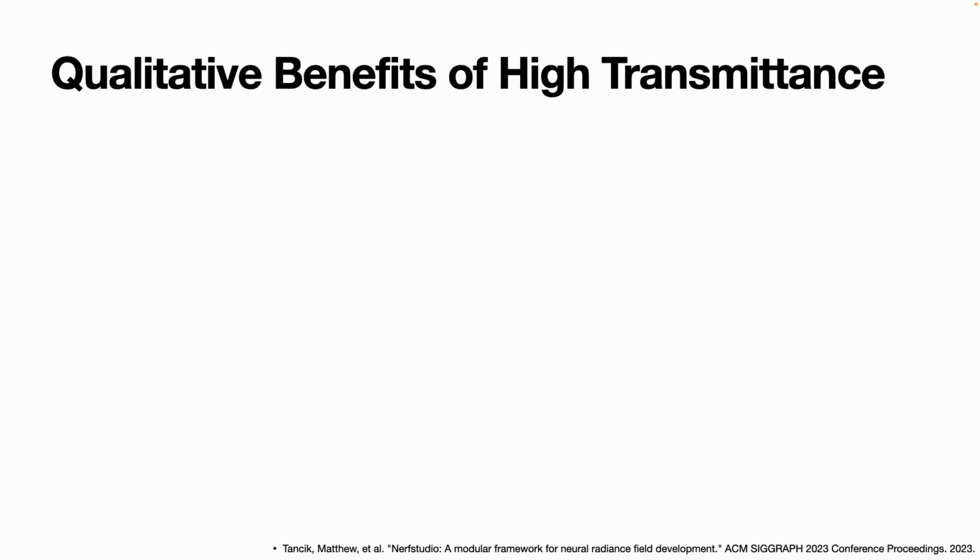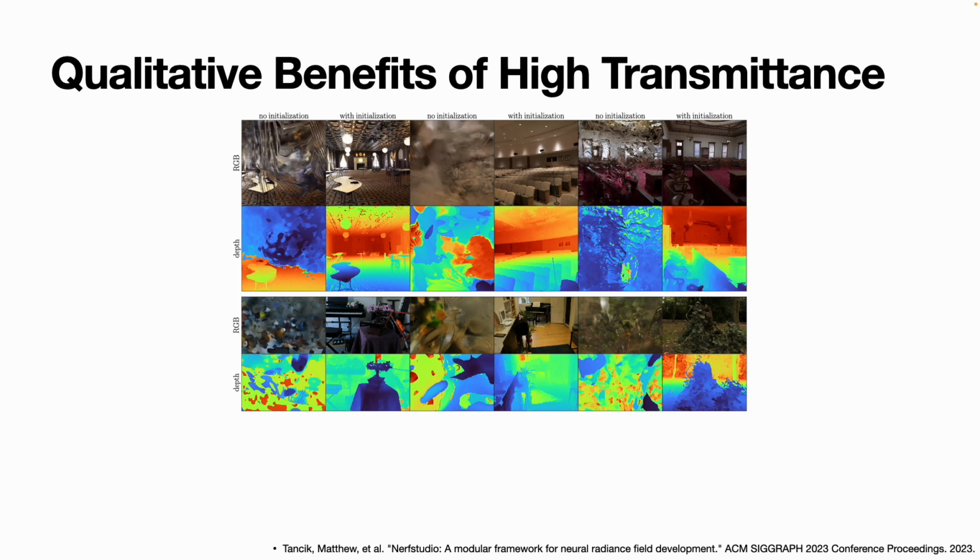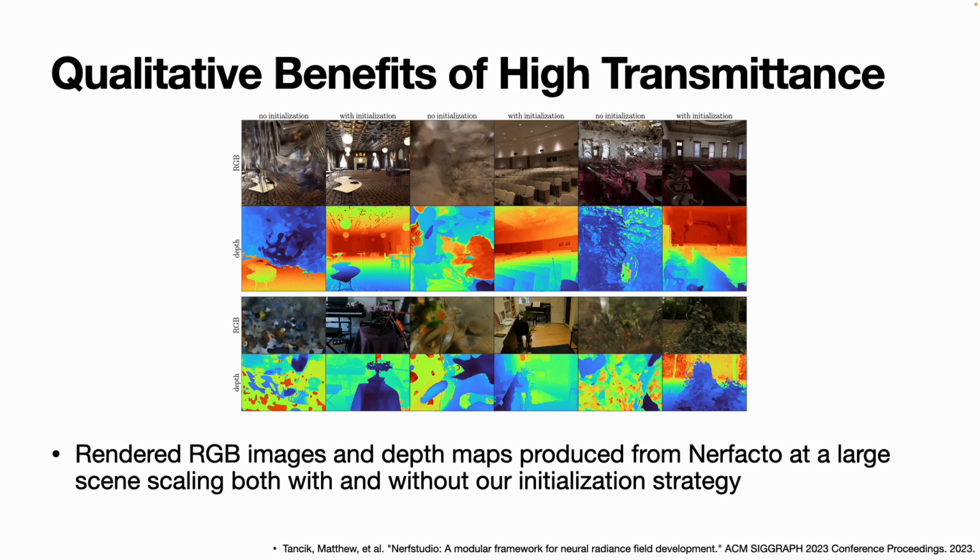Qualitatively, our method also vastly improves the renderings of the NeRFacto architecture at large scene scalings. On large indoor and outdoor scenes, not using our high transmittance offset causes the optimization to get stuck with cloudy floaters, while using our strategy produces clean RGB images and depth maps.